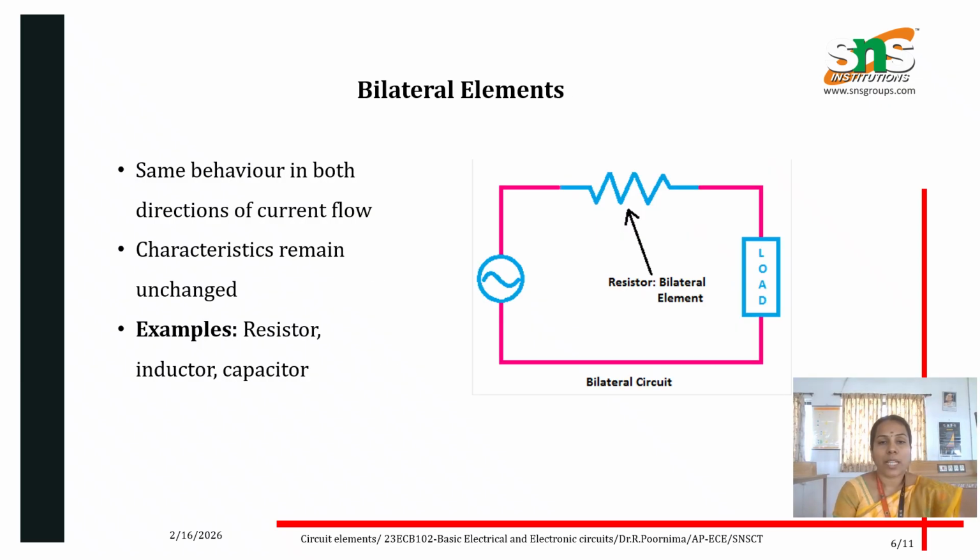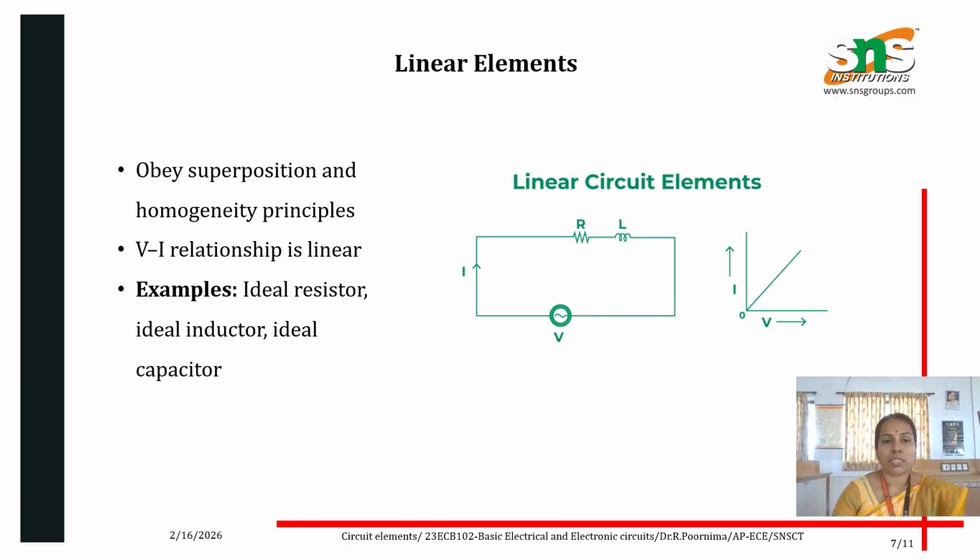So what is a bilateral element? In a bilateral element, the behavior is the same for both directions of current flow. So the VI characteristics do not change with the biasing. For example, resistor, inductor, capacitor. When we apply voltage to the resistor, the characteristics remain the same. So these are the examples for bilateral elements.